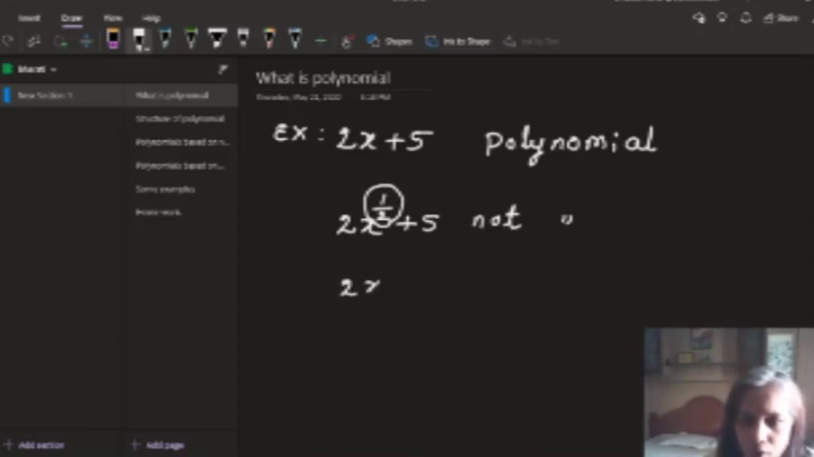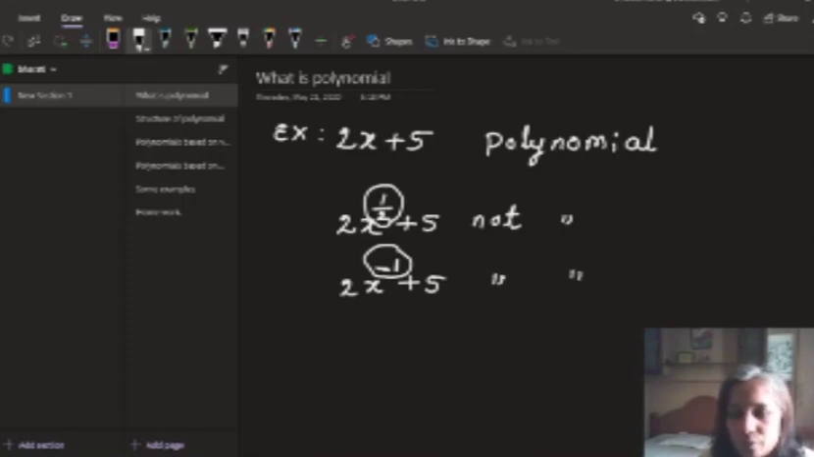Again, let me write one more algebraic expression: 2x to the power of minus 1 plus 5. Here, you just see the power of x, that is negative 1. So any variable which has a negative power cannot constitute a polynomial. It means this whole algebraic expression is not a polynomial. So these are two negative conditions which make an expression not a polynomial.